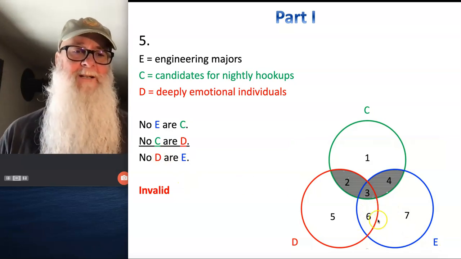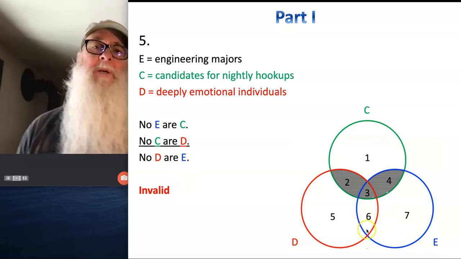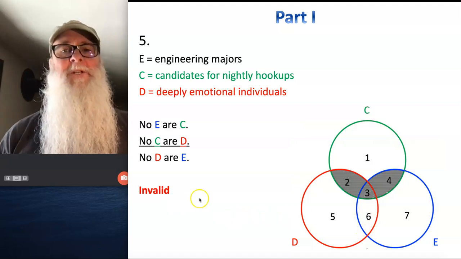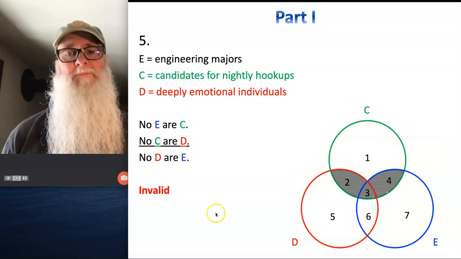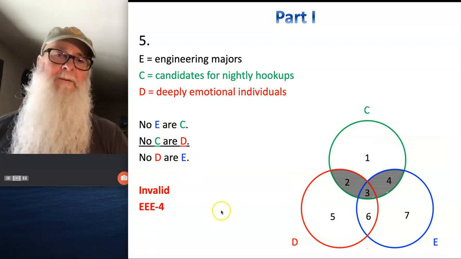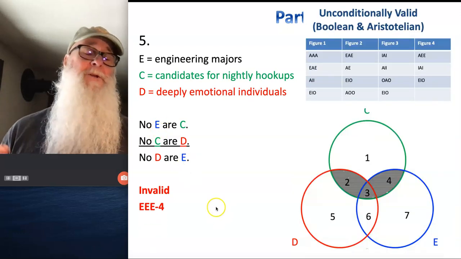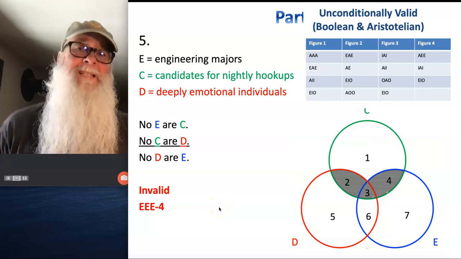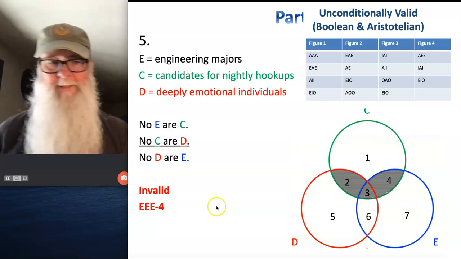Maybe there's some D right here in area 6. We don't know. What we do know is that it's not necessarily the case that no D are E, even when we assume these premise statements are true. And again, we can look on our inventory, and there's no valid form of argument that has the mood EEE. We'll talk more about that in our next thought primer.